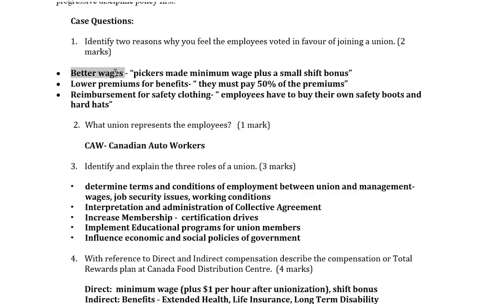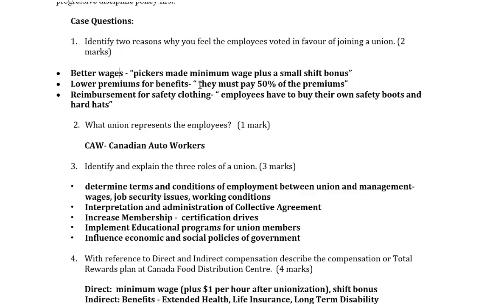First of all, we knew that they were being paid lower than other competitors that had unions. They were only making minimum wage plus a small shift bonus. So in order to make more than just minimum wage and the shift bonus, having the union got them better wages. So that would have been a reason why they would have wanted a union.